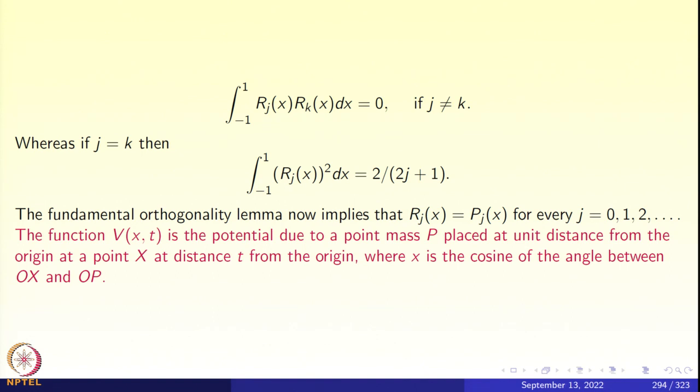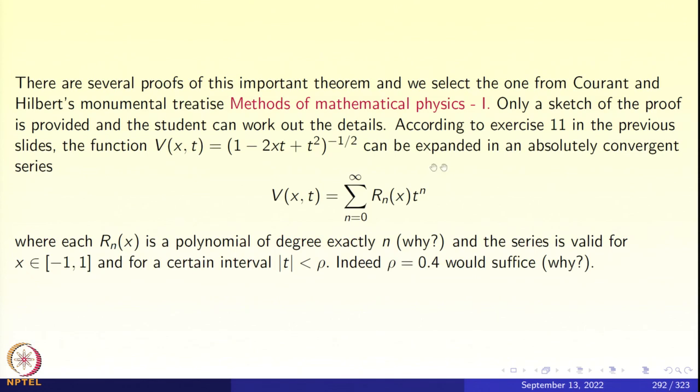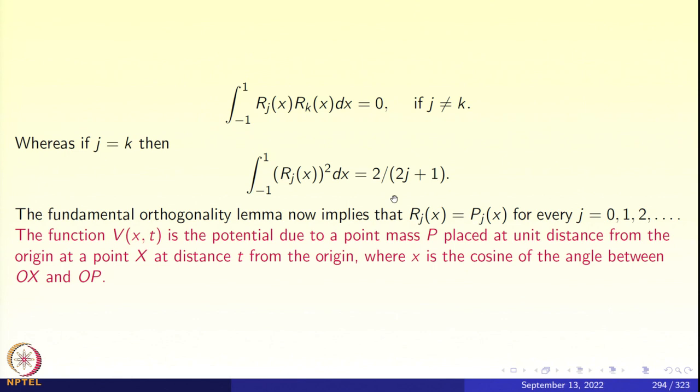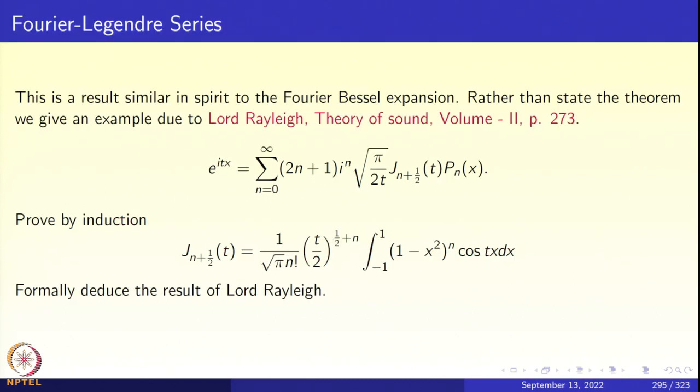And so that completes the argument that the Legendre polynomials have generating function 1 upon root of 1 minus 2xt plus t squared. Because I just expanded this and I found out that the coefficients rn(x) are exactly the Legendre polynomials pn(x). Okay, so one final comment. This function v of x, t is a potential due to a point mass p placed at unit distance from the origin. The potential at x, which is at a distance of t from the origin, and x is the cosine of the angle between Ox and Op. So this has a physical interpretation, and I think with this, that completes the section on generating functions.